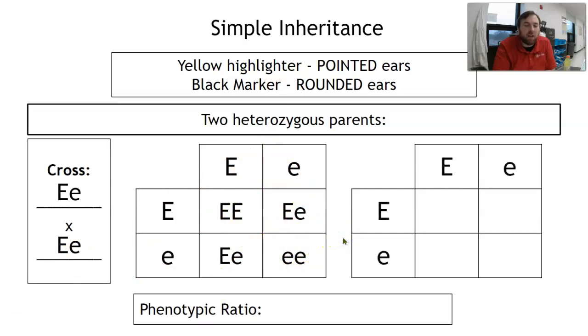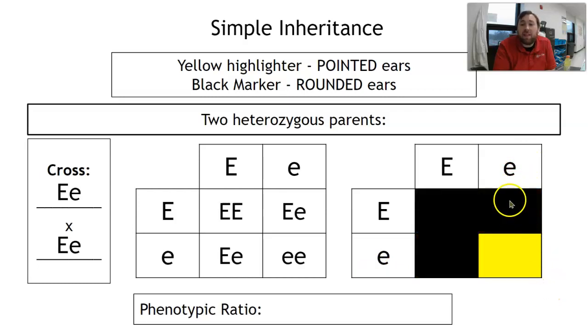And if I put them in the color coding square, well, we have 3 of them that will be highlighted with yellow because they have the lowercase e allele, and then 3 will be colored with black marker covering up 2 of those yellow highlighters because they have the dominant alleles there. And in this case, it looks like we have a 3 to 1 ratio of black to yellow, which means that would be 3 rounded to 1 pointed.